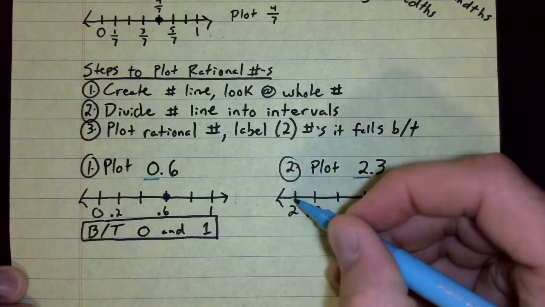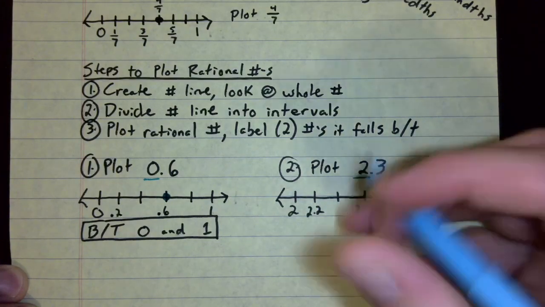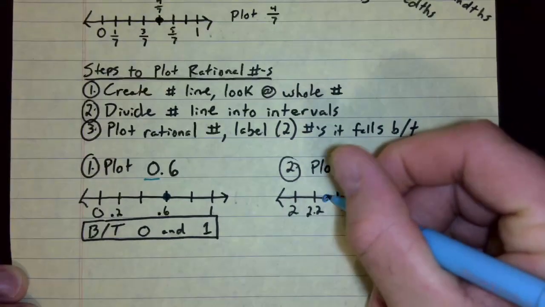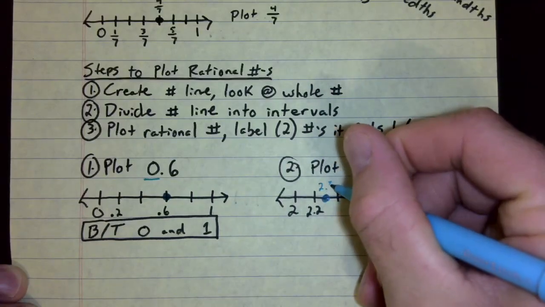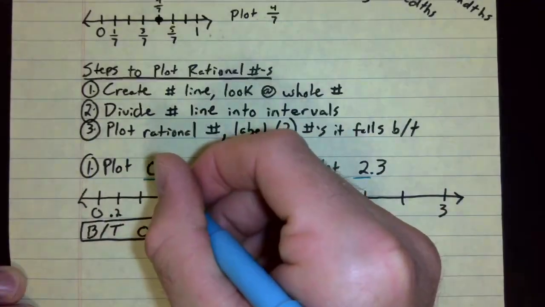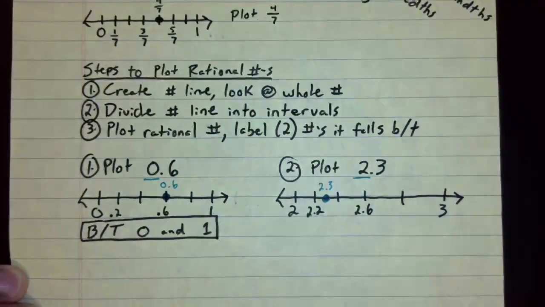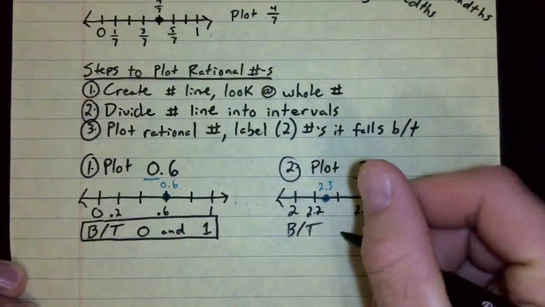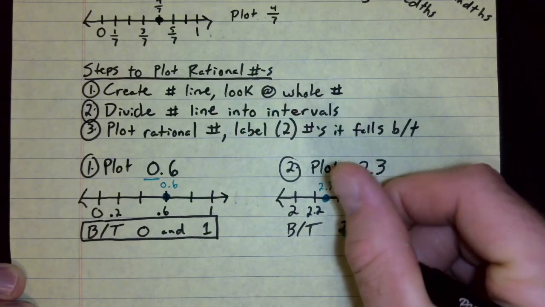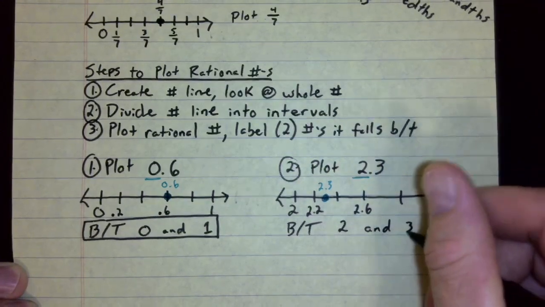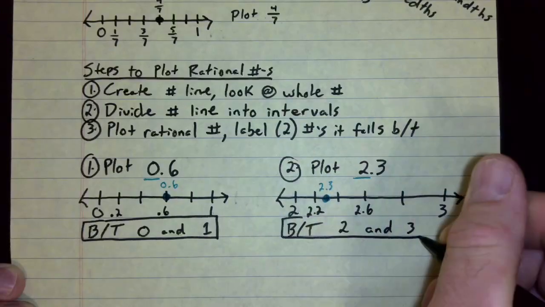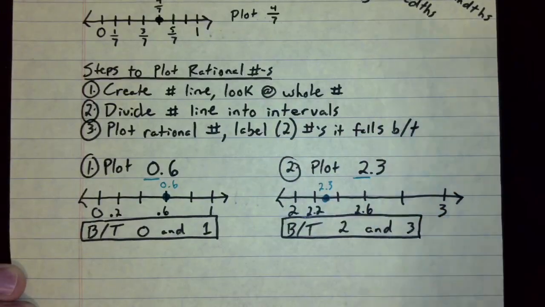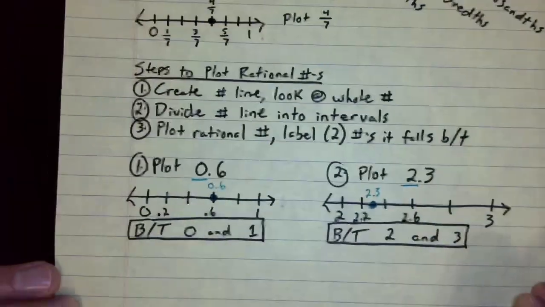So 2 and 3/10, between 2 and 2/10 and 2 and 4/10, is right there. And we'll also label this one 2 and 3/10. The two numbers it falls between are 2 and 3. 2 and 3 are the two numbers it falls between. That's it. Let's try another one.